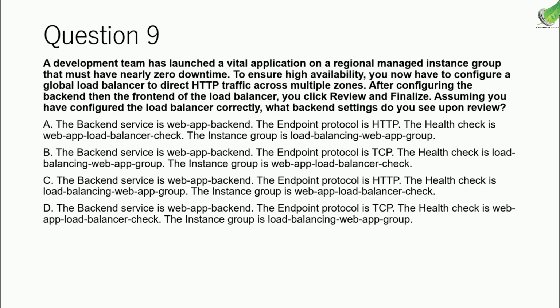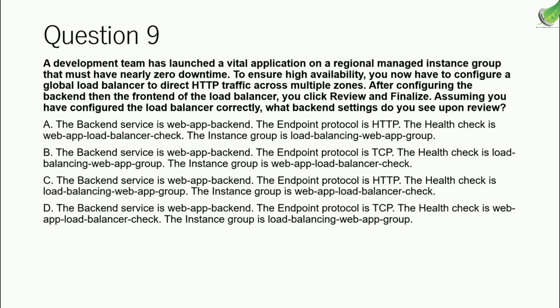C. The backend service is Web App Backend. The endpoint protocol is HTTP. The health check is Load Balancing Web App Group. The instance group is Web App Load Balancer Check. D. The backend service is Web App Backend. The endpoint protocol is TCP. The health check is Web App Load Balancer Check. The instance group is Load Balancing Web App Group.